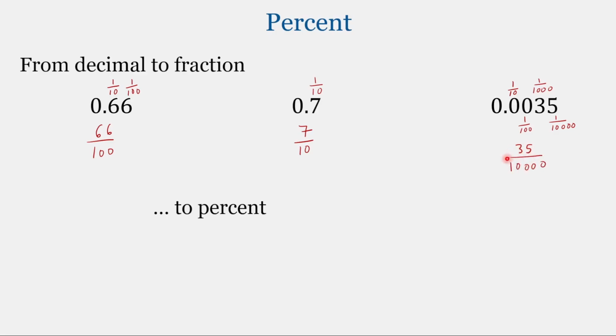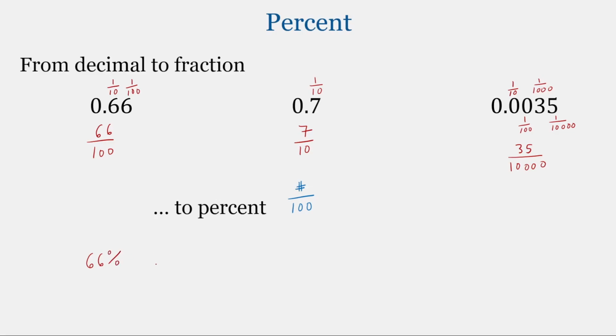Now if we want to go from fraction to percent, as a reminder, a percent is per 100. So we want some number over 100. So we have that for the first example. We have 66 over 100. So writing this as a percent is 66%.